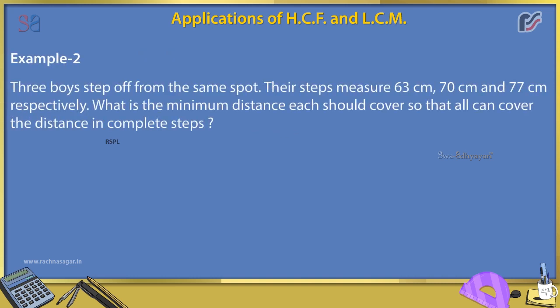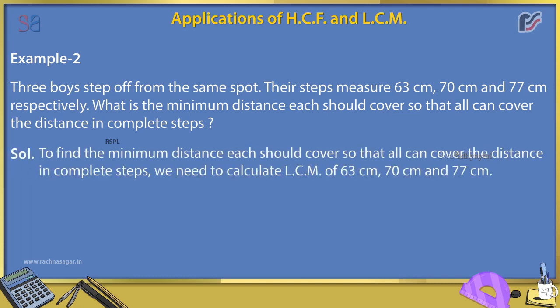Example 2. Three boys step off from the same spot. Their steps measured 63 cm, 70 cm and 77 cm respectively. What is the minimum distance each should cover so that all can cover the distance in complete steps? Solution. To find the minimum distance each should cover so that all can cover the distance in complete steps, we need to calculate LCM of 63 cm, 70 cm and 77 cm.